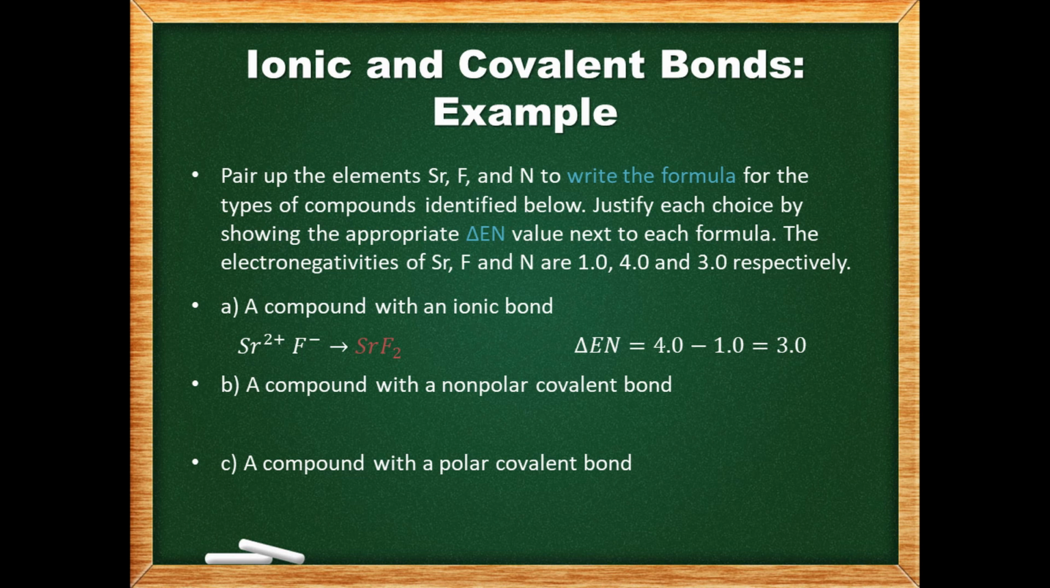Next, we'll write the formula for a compound with a nonpolar covalent bond. Both fluorine and nitrogen are nonmetals and exist as diatomic molecules, so either would be a good choice for a nonpolar compound. Let's go with nitrogen. We can also show the calculation of the delta EN value, which is just 0 because both nitrogen atoms have the same electronegativity. Just to reiterate, fluorine would also be a possible answer.